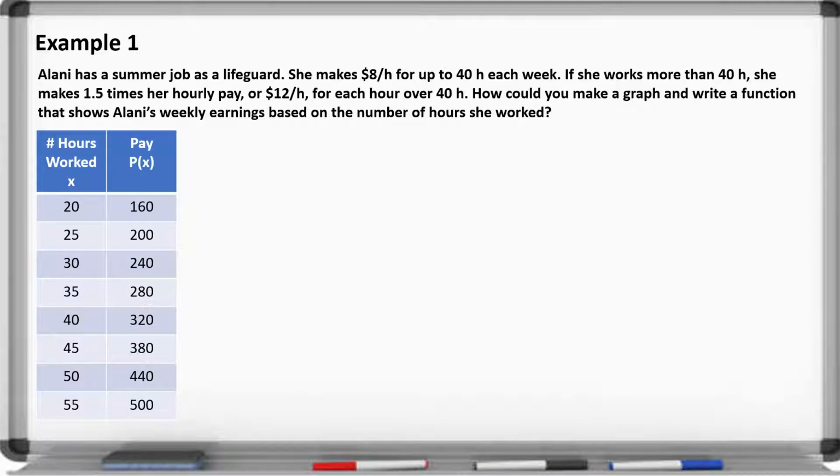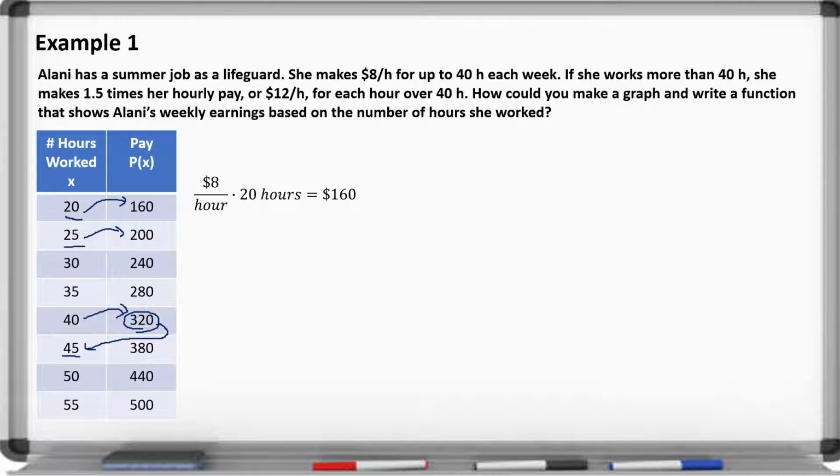So how could you make a graph and write a function that shows Alani's weekly earnings based on the number of hours she worked? We went ahead and wrote down the table of results. Notice that if you work 20 hours, then 20 times 8 will give you $160. And if you work 25 hours, 25 times 8 is going to give you $200. Now, if you work 40 hours, then 40 times 8 will be 320. And then if you work, let's say, 45 hours, you're going to make the $320, then plus the extra 5 hours.